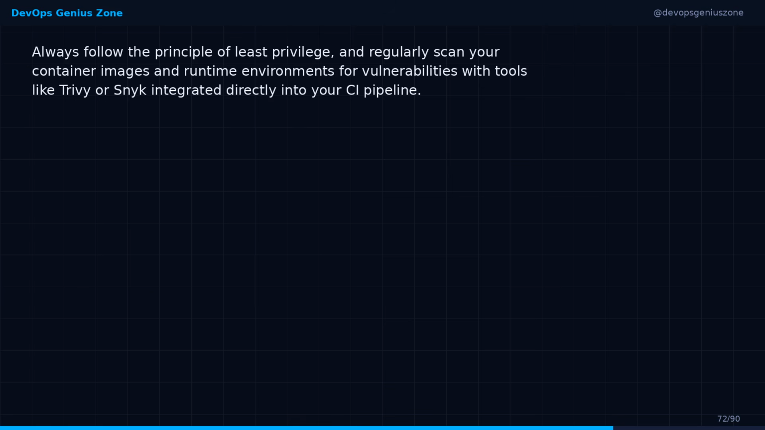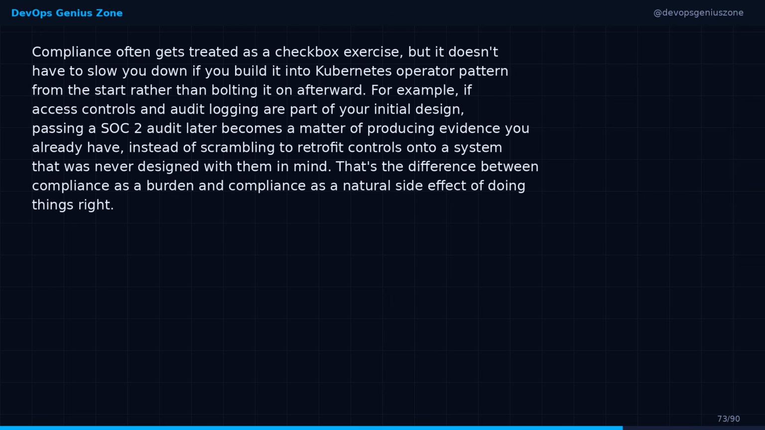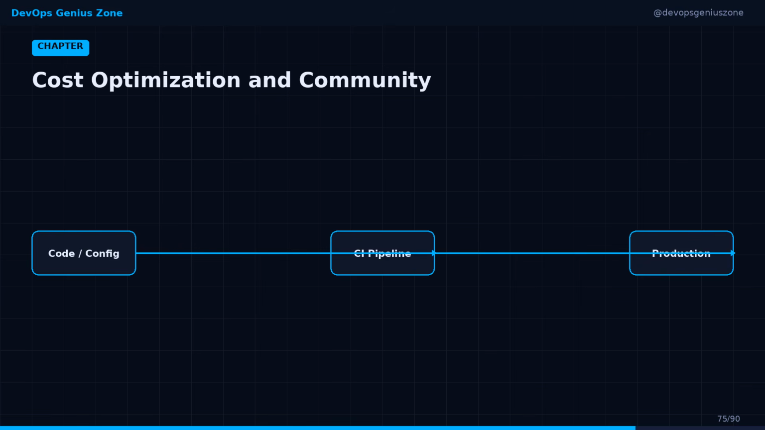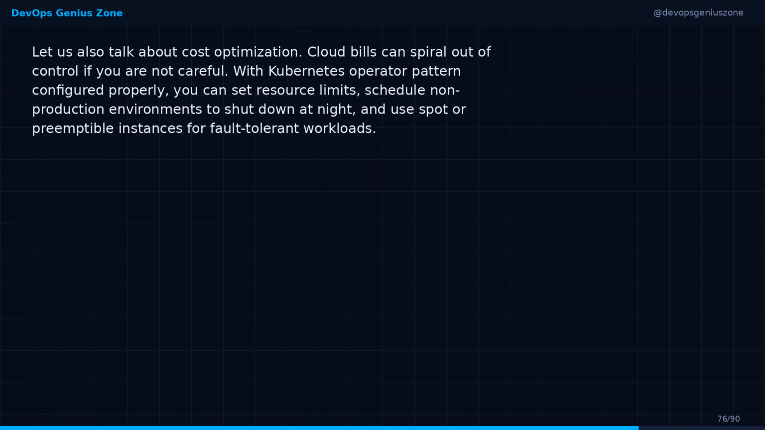Compliance often gets treated as a checkbox exercise, but it doesn't have to slow you down if you build it into Kubernetes Operator Pattern from the start rather than bolting it on afterward. For example, if access controls and audit logging are part of your initial design, passing a SOC 2 audit later becomes a matter of producing evidence you already have, instead of scrambling to retrofit controls onto a system that was never designed with them in mind. That's the difference between compliance as a burden and compliance as a natural side effect of doing things right.